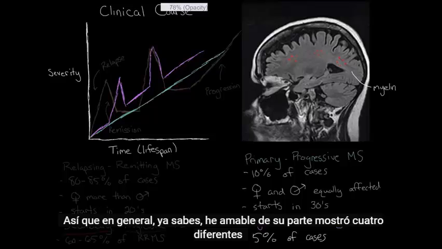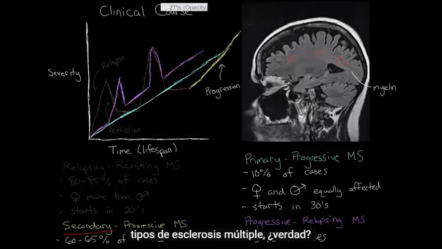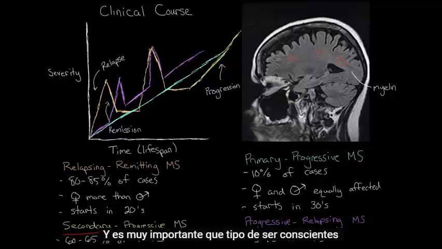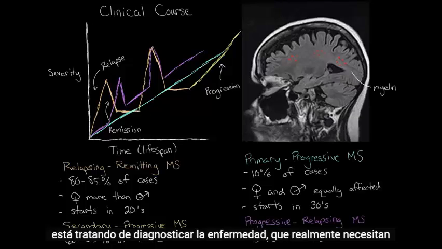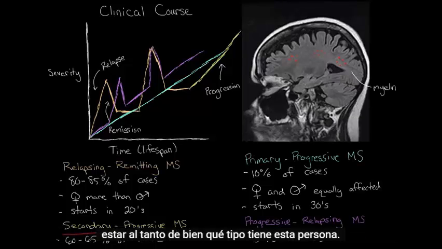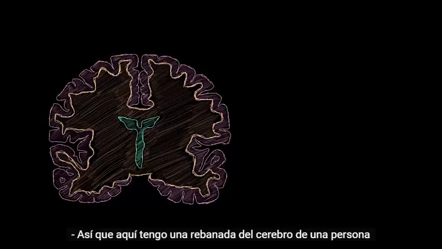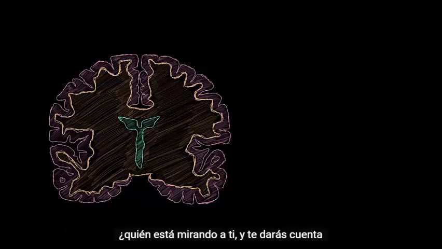So overall, I've kind of shown you 4 different types of multiple sclerosis, right? And it's really important to be aware of these 4 different types because when one is trying to diagnose the disease, they really need to be aware of which type this person has. So here I have a brain slice of someone who's looking at you, and you'll notice that there's kind of this exterior portion, and then there's this interior portion as well. And I've kind of color-coded both of them. We won't be focusing too much on this blue part right here.